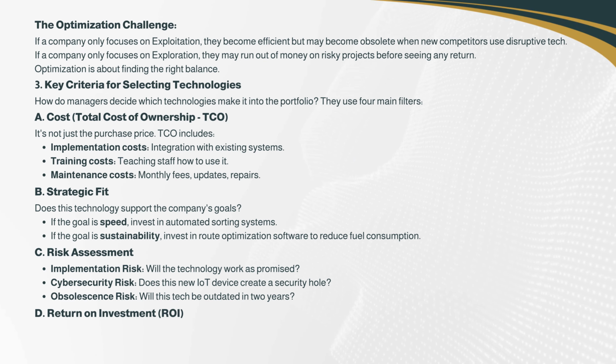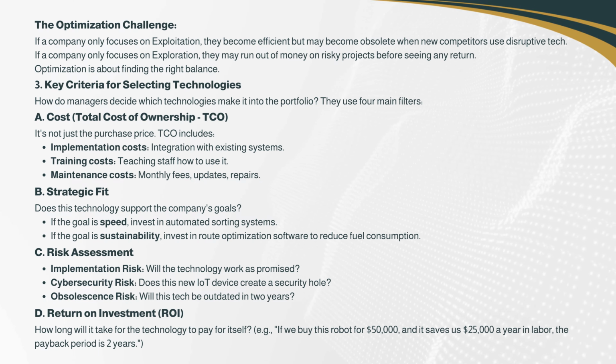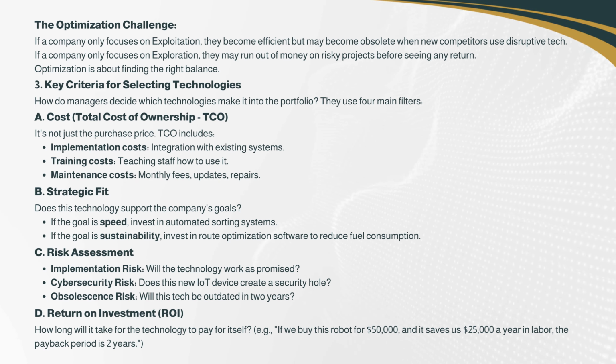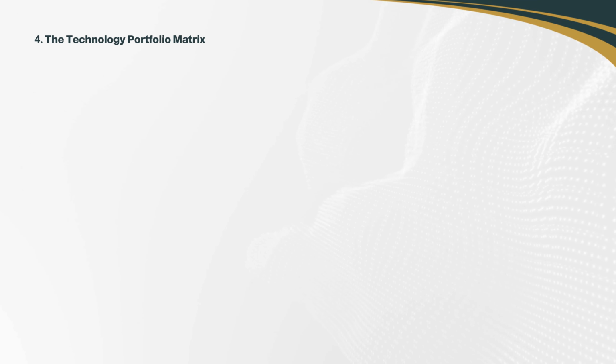D. Return on investment, ROI. How long will it take for the technology to pay for itself? For example, if we buy this robot for $50,000, and it saves us $25,000 a year in labor, the payback period is 2 years.